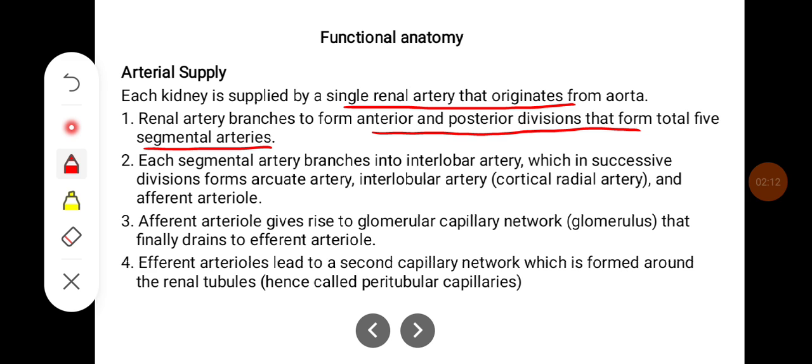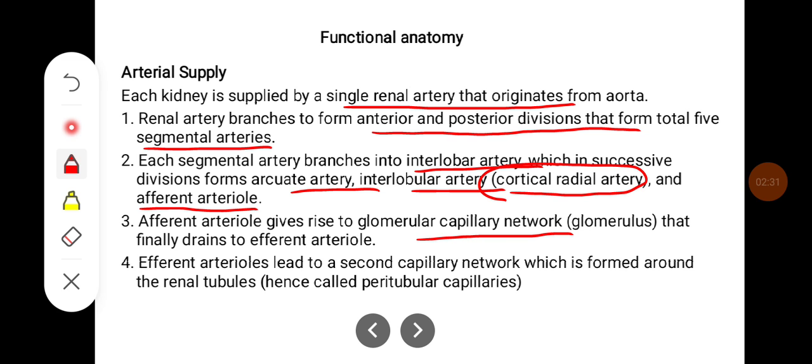Each segmental artery branches into interlobar artery, which is in successive divisions from arcuate artery, interlobular artery, that is, which is present in the cortex, which forms the cortical radial artery, and afferent arteriole. Afferent arteriole gives rise to glomerular capillary network, that is glomerulus, which finally drains into efferent arteriole. Efferent arterioles lead to second capillary network, which is formed around the renal tubules. Hence, they're called peritubular capillaries.